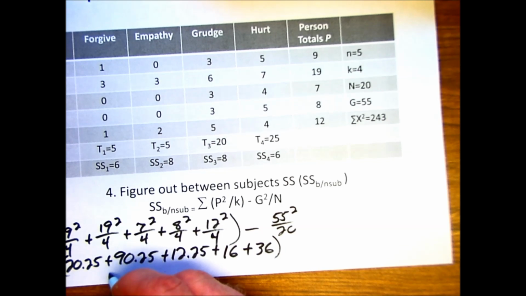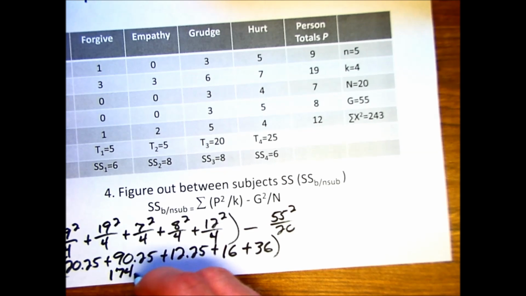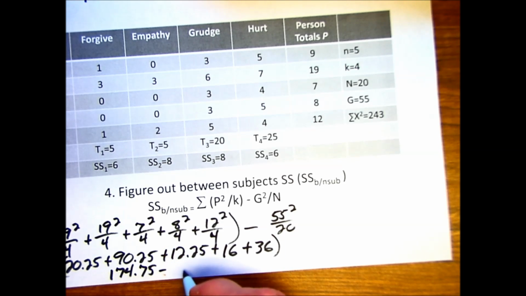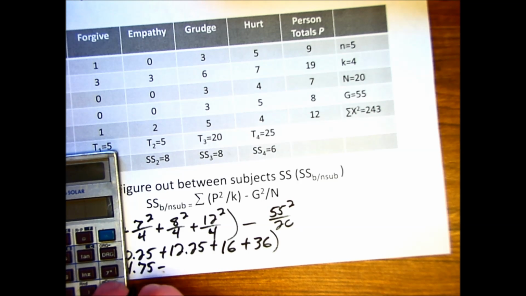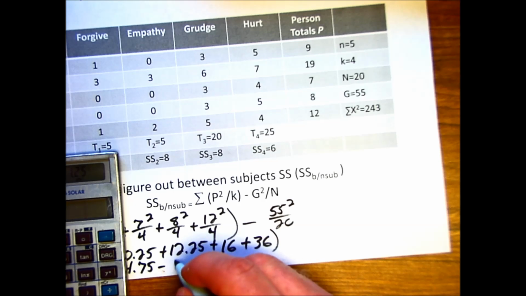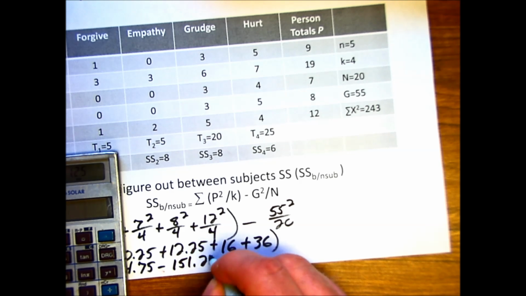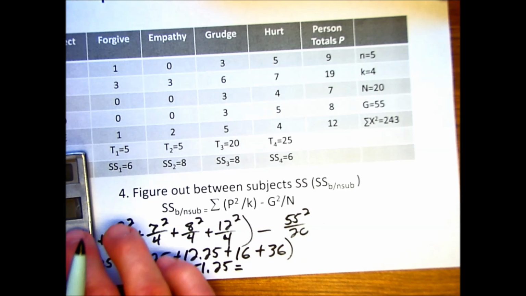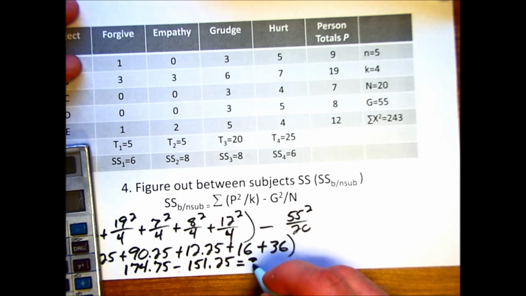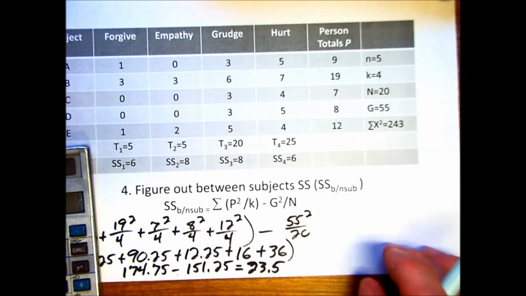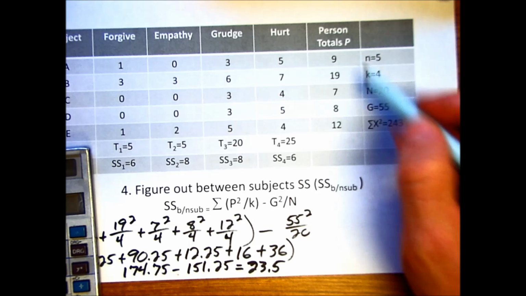So 174.75 minus, and then 55 squared divided by 20, which is 151.25. 174.75 minus 151.25 gives us 23.5. Okay, that's our sum of squares for the person totals here.